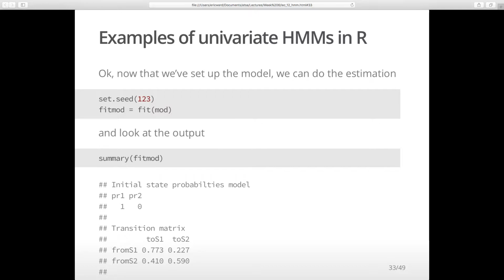If we look at the output of this model, we can type summary of fitmod and see the estimated transition matrix, which is the probability of transitioning from state 1 to state 2. So the probability of staying in state 1, for example, is about 77%. The probability of staying in state 2 is about 59%.